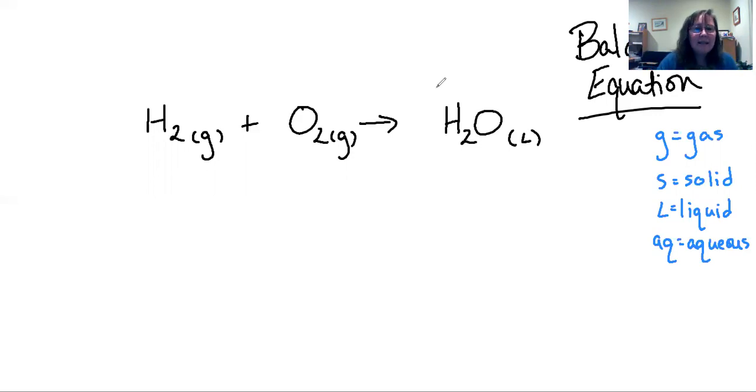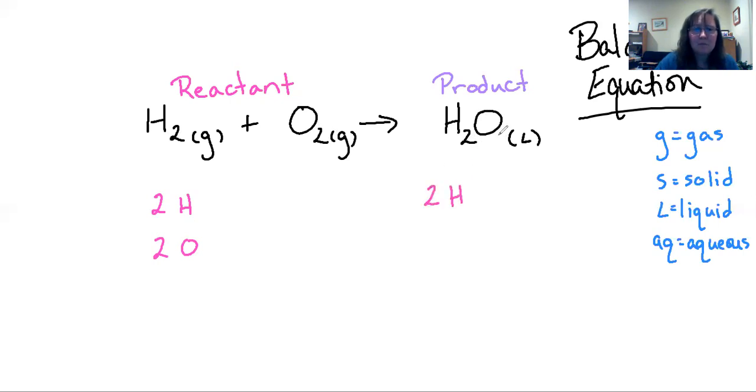Okay, so we need to make sure that everything on the reactant side is there on the product side. So on our reactant side right now, we have 2 hydrogen atoms and we have 2 oxygen atoms. And on the product side here, we have 2 hydrogen atoms still, but we only have 1 oxygen atom. So this is what's known as an unbalanced equation because there aren't the same atoms on both sides.